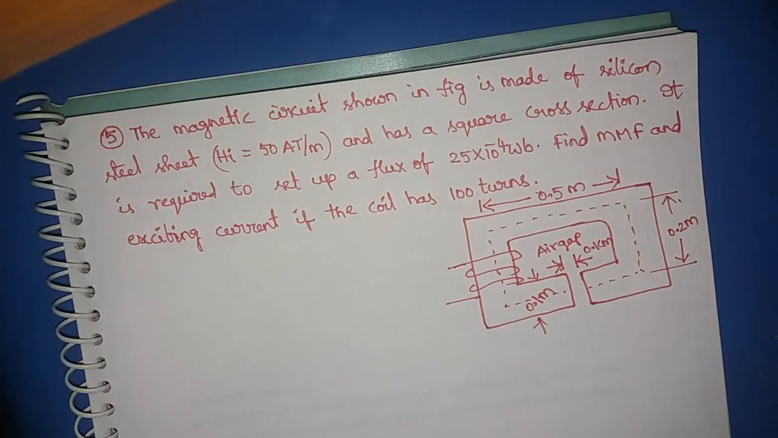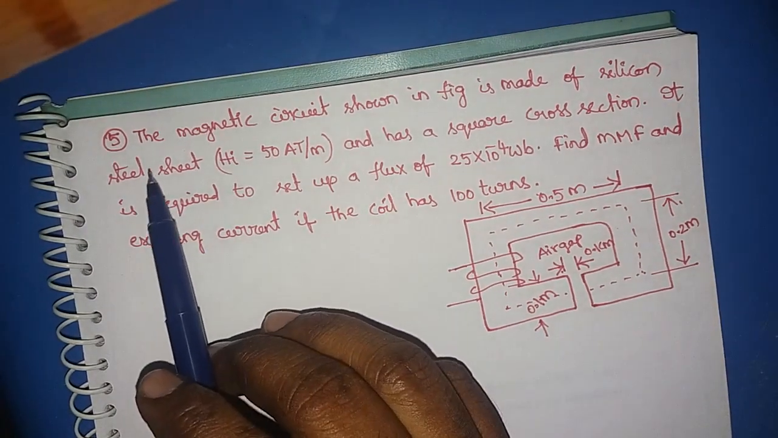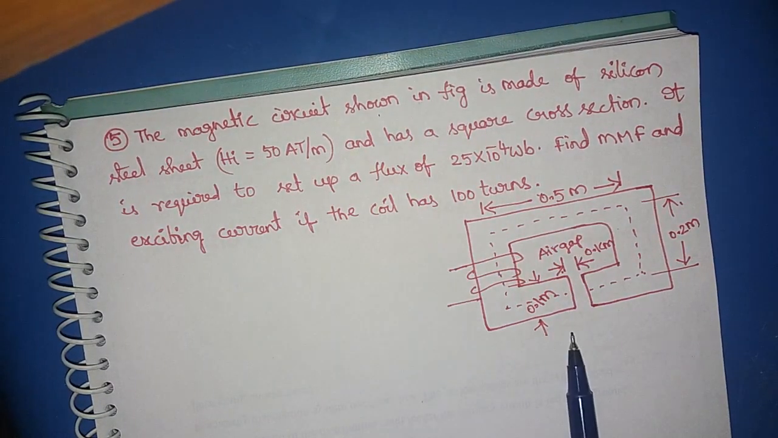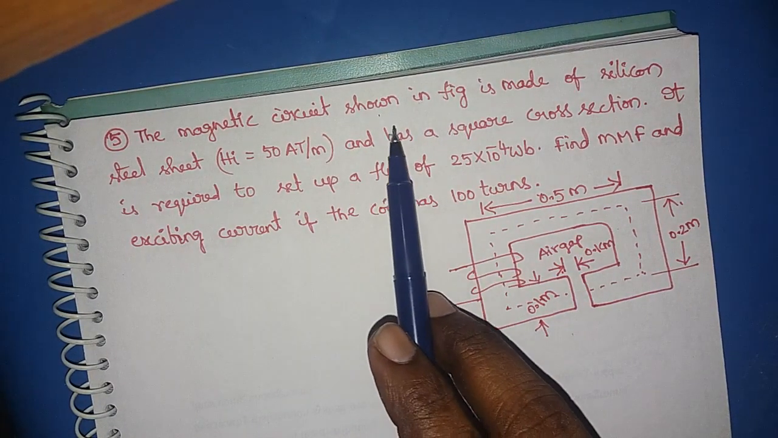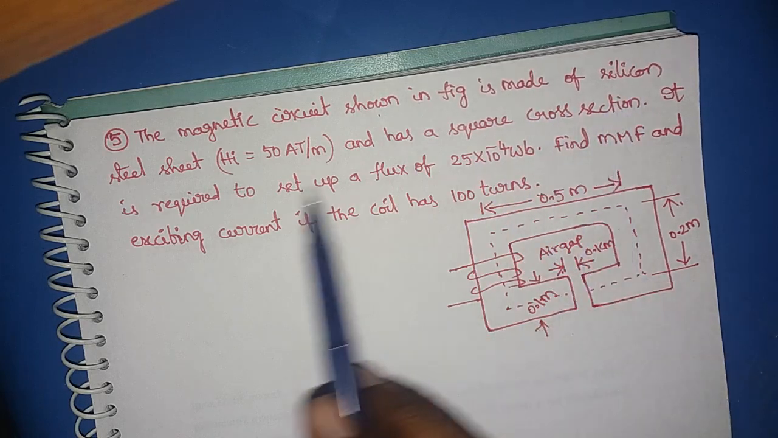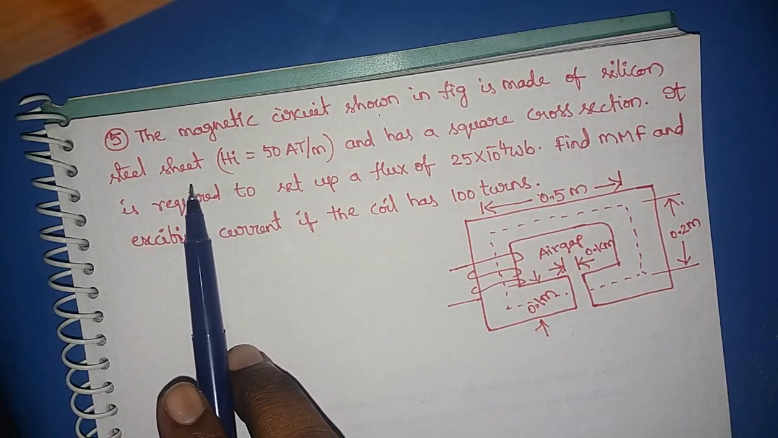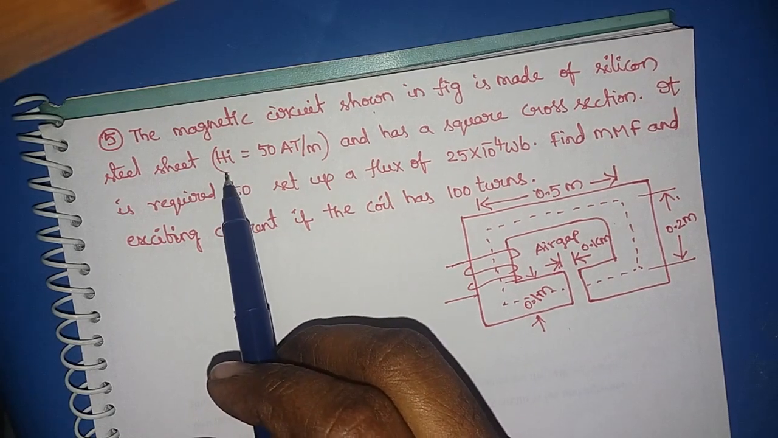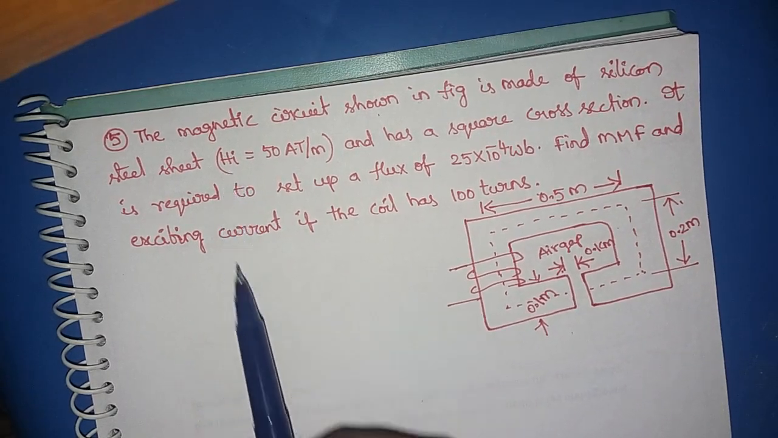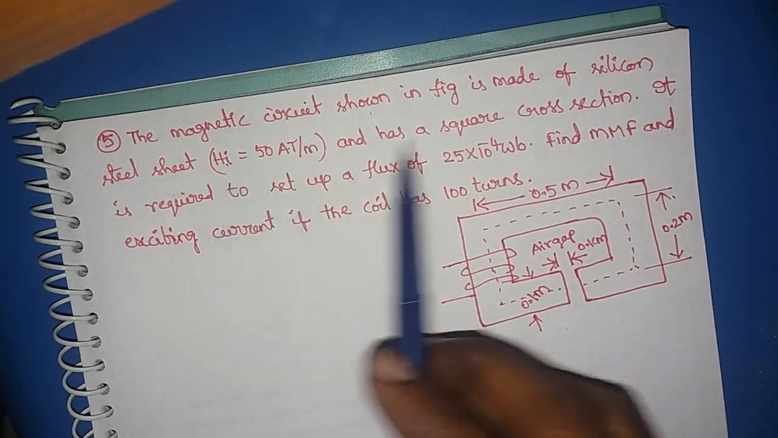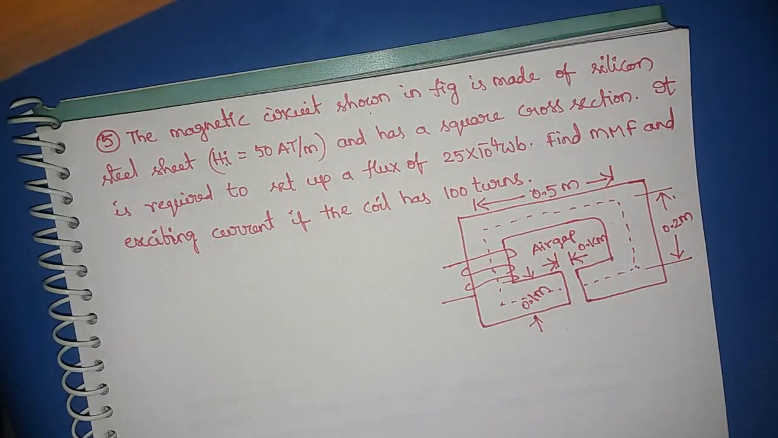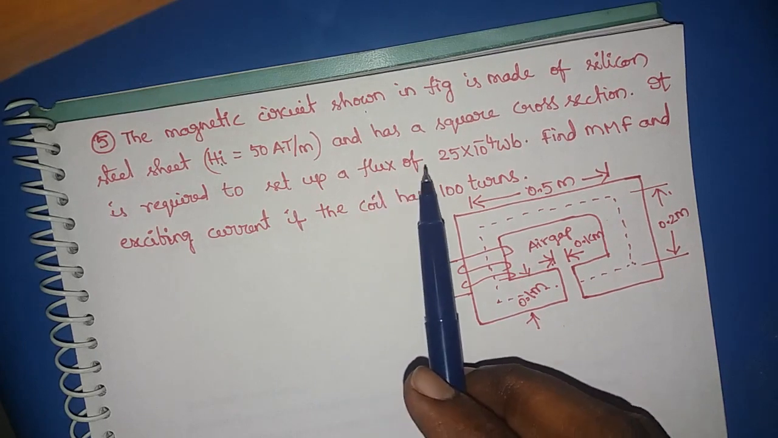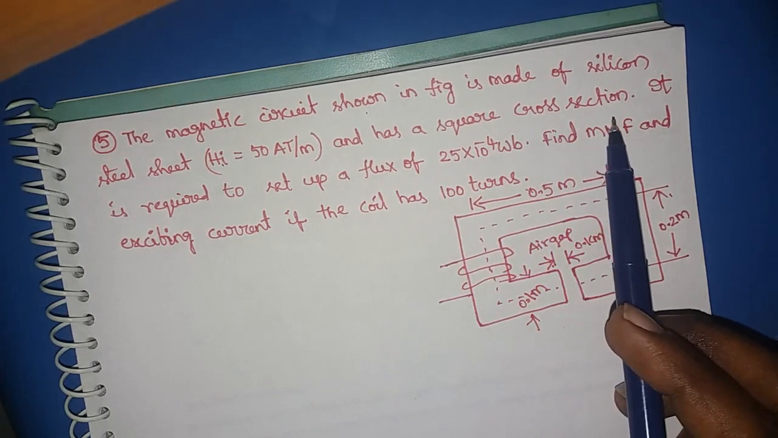Yes, here we have another problem. That is the magnetic circuit shown in the figure. This figure is made of silicon steel sheet. He has given the value of Hi. Hi does not stand for high; Hi stands for the magnetic field intensity of the silicon steel, that is 50 ampere turns per meter, and it has a square cross section.